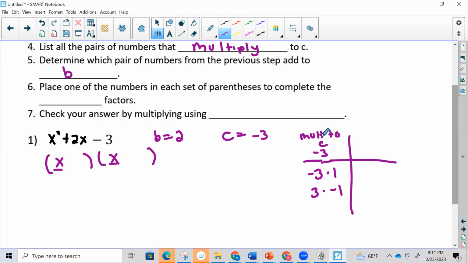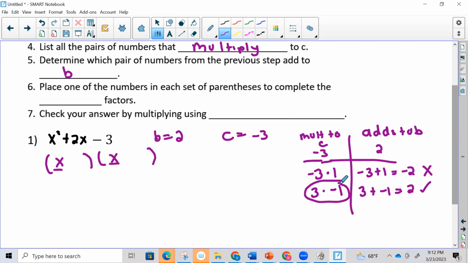And unlike when we did this before, I do need to think about both options. Then what we want to do is find the one that adds to b, or adds to 2. So I'm going to add these. -3 plus 1 gives me -2. It has to be the same number and the same sign, so this does not work. This is not my option. But if I do 3 plus -1, then I get +2. And so this one works. So these are going to be my factors.